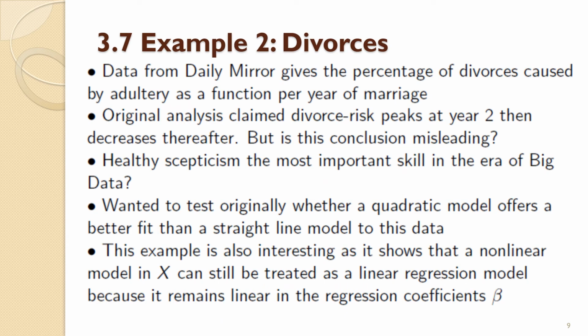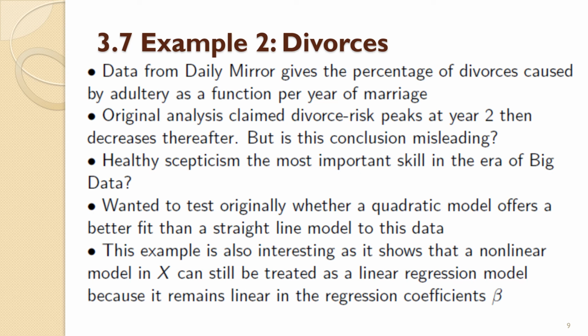Second example I wanted to talk through here. Originally, where this data set came from is I was writing examples for a textbook and came across this data set in a newspaper, and I wanted to see if, with 8 years of maths training at university, I would come to the same conclusion as these journalists. The data from the newspaper gives a percentage of divorces caused by adultery as a function of the year of marriage. The original analysis claimed the divorce risk peaks at year 2, then decreases thereafter, but I think there's some suggestion this conclusion is misleading.